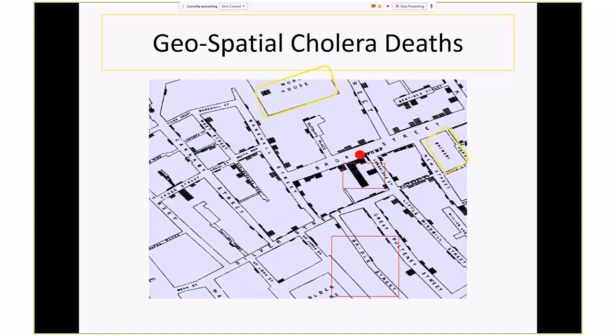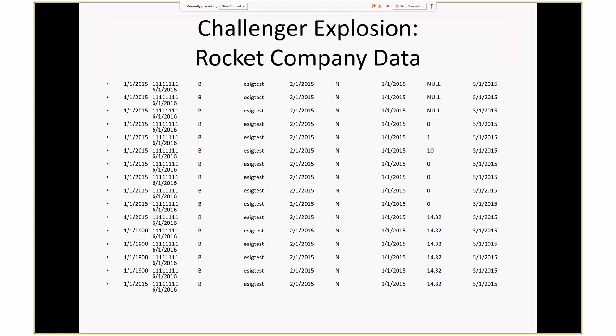So the key factors here were the number of deaths and the water supply. He couldn't really test the water supply, so he used a proxy, which was distance to the water supply. And then the other example that he cites is the Challenger explosion.